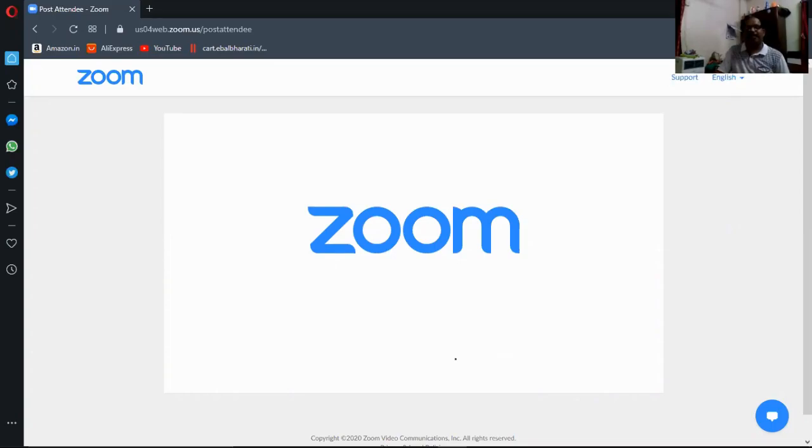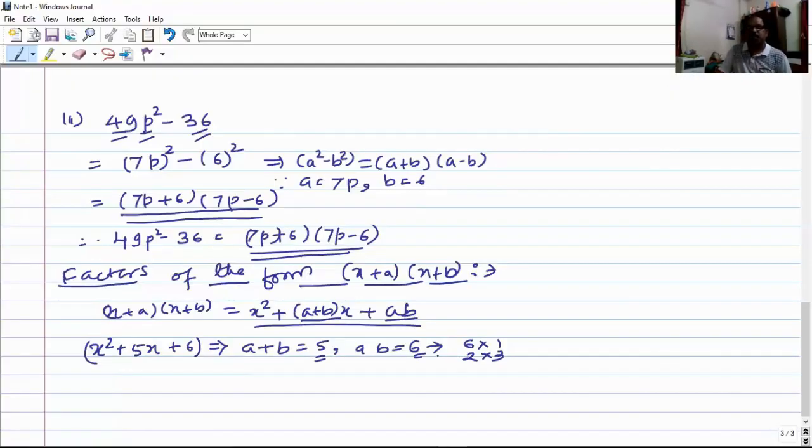The 5 can be split. So satisfying these two conditions, that the product is 6 and the sum equals 5, can you check the sum of the pairs of these factors? 6 plus 1, is it 5? It is not 5, so I can't take this. And what is the sum of 2 and 3? It is equal to 5, so I can take this. 2 plus 3 equals 5 and 2 into 3 is 6 here.